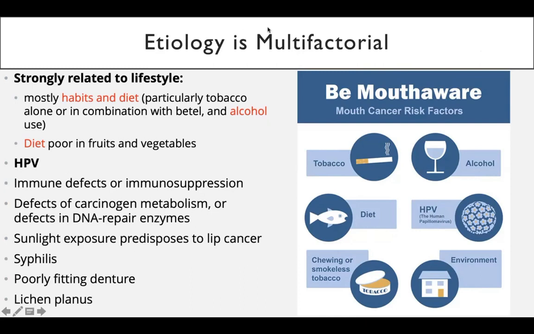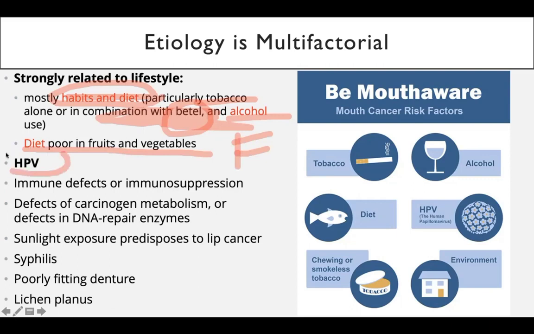Let's continue. So etiology is multifactorial, meaning there are multiple factors which cause oral cancer. Number one is strongly related to lifestyle. How? Mostly habits and diet, particularly tobacco alone or in combination with betel or areca nut, and alcohol use. A lot of Chinese have betel nut in their mouth during winter. Alcohol, and then a diet poor in fruits and vegetables, because of the absence of fiber.